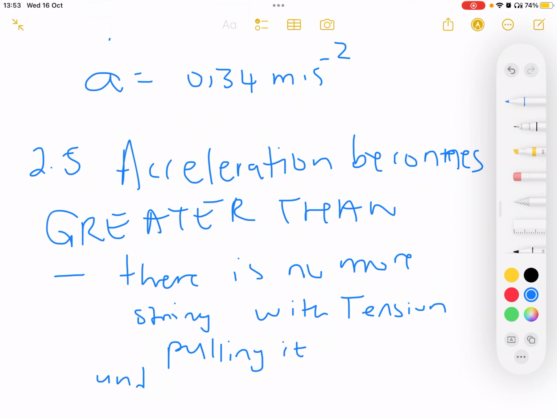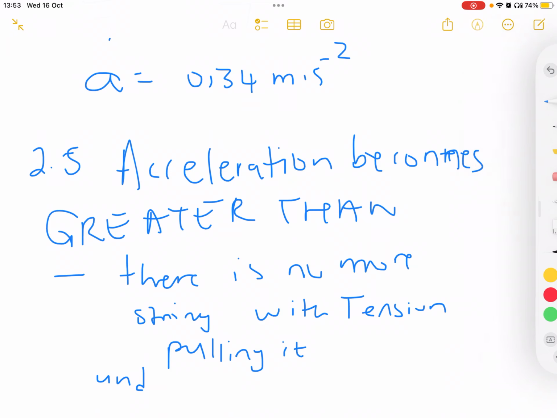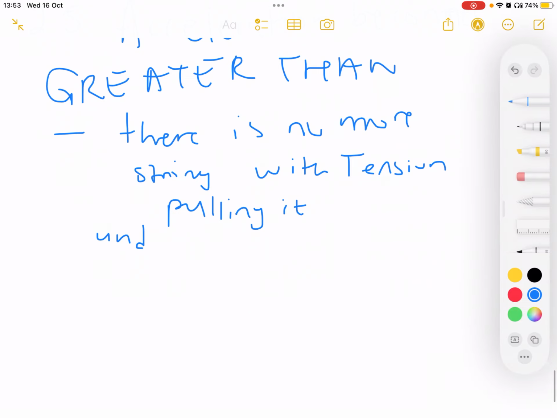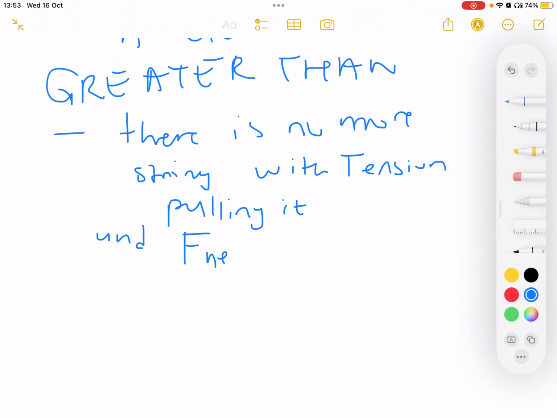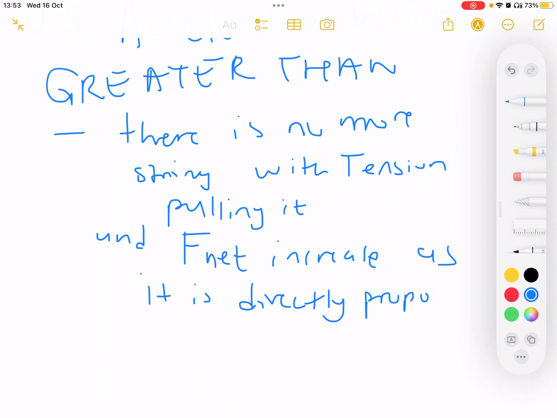And as we explained in Newton's second law, if the acceleration becomes greater, that means the net force increases. So F net increases, as it is directly proportional to a, which is acceleration.